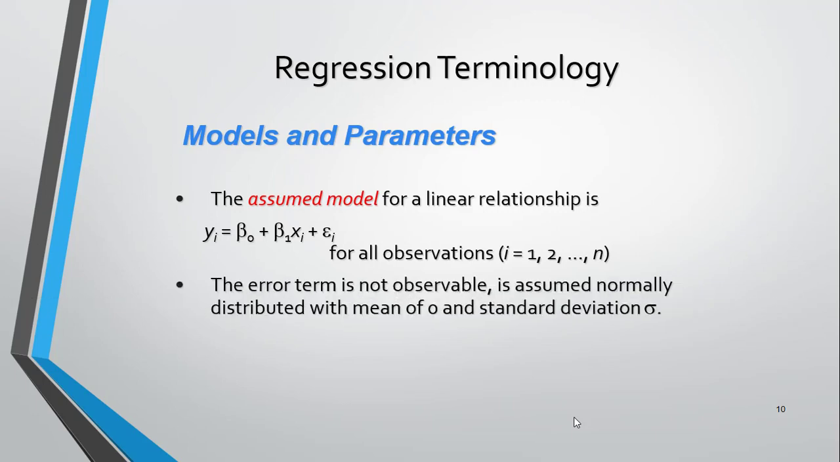The assumed model for a linear relationship is this: y, the dependent variable, equals beta 0, the intercept, plus the slope beta 1 times xi, which is the independent variable or predictor variable, plus an error term for all the observations. Right? The error term is not observable. It's assumed to be normally distributed with a mean of 0 and standard deviation of sigma. We're hoping that's the case, right? That's the assumed model of a linear relationship.